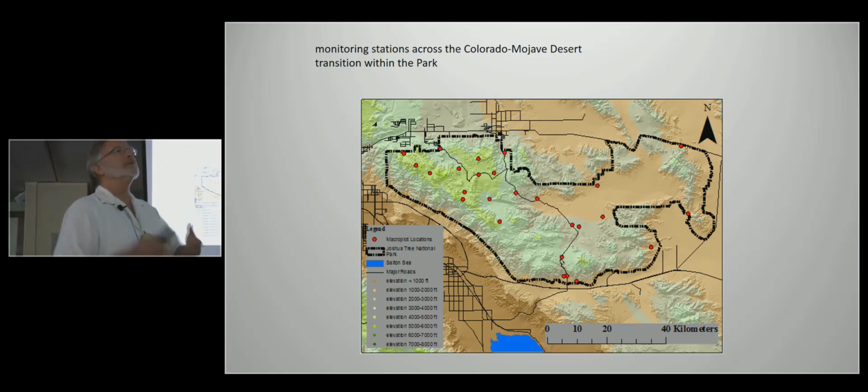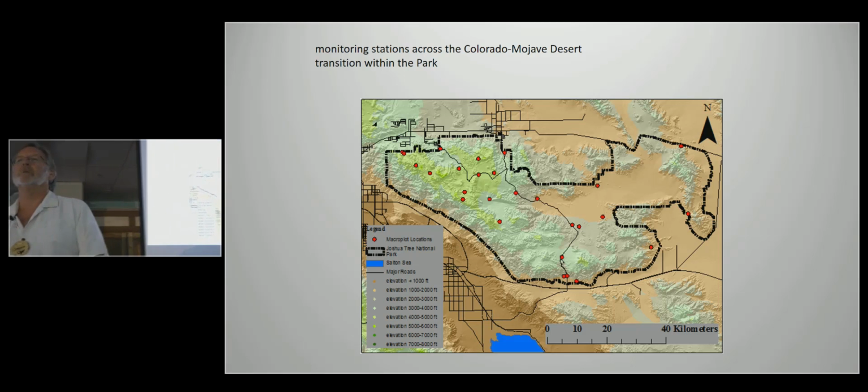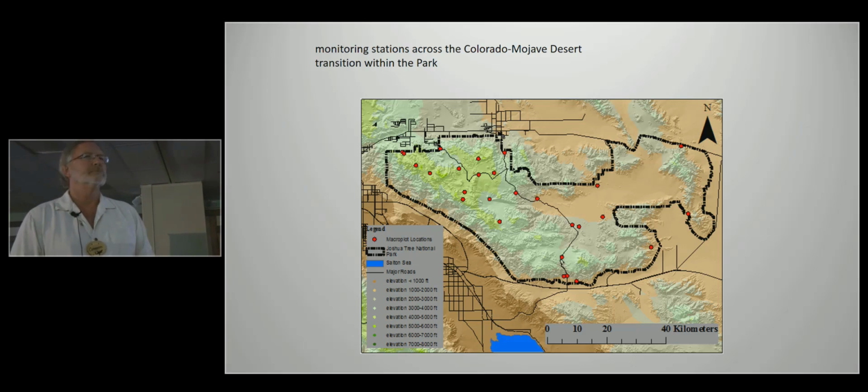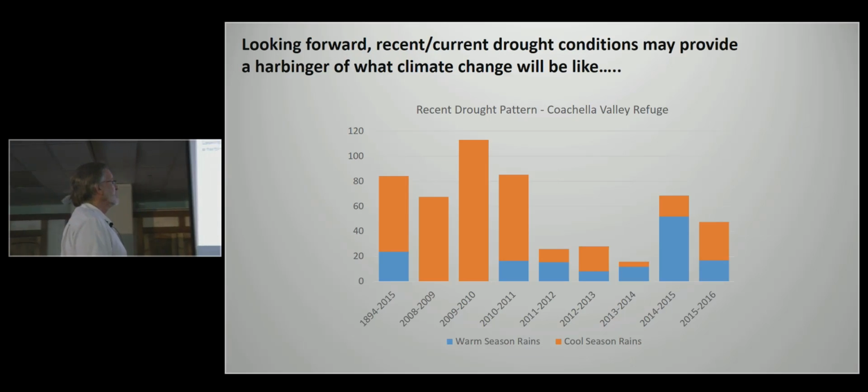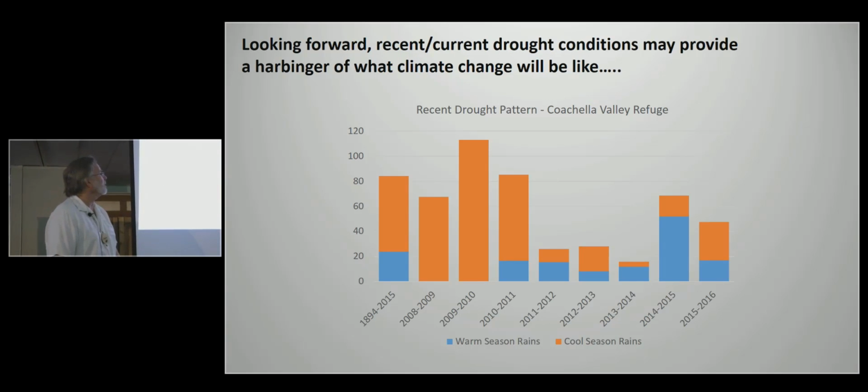NSF's not going to do it. Park Service isn't going to do it. Nobody's going to do it. And we figured out, citizen scientists. That's how you get long-term projects done. And this is just climate. We're going to go past that.